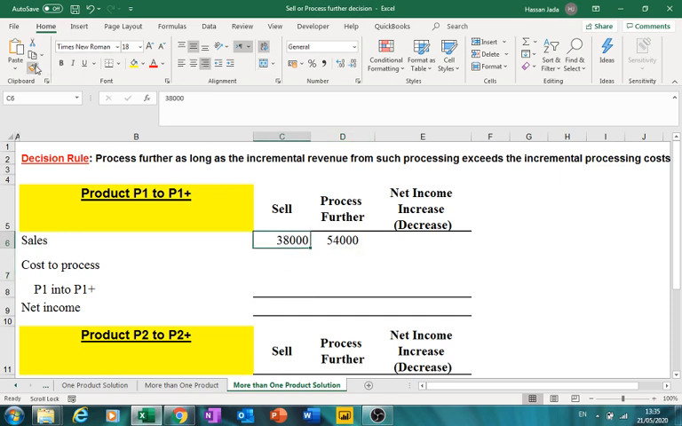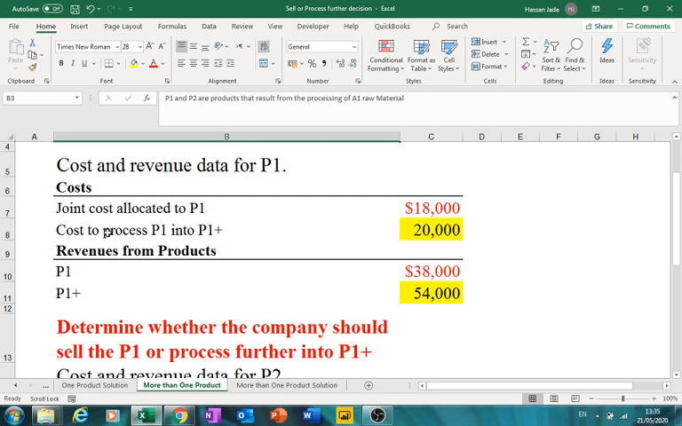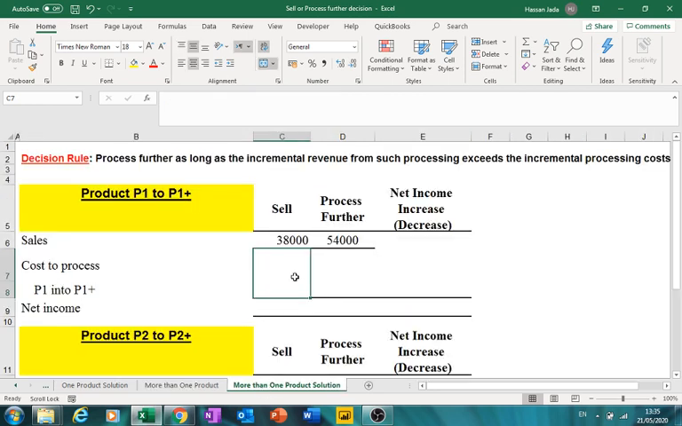Here for cost we have the cost to process P1 into P1 plus, from our example, $20,000. If you want to sell, you don't have any cost here for processing. If you want to process further, we have $20,000 additional cost.